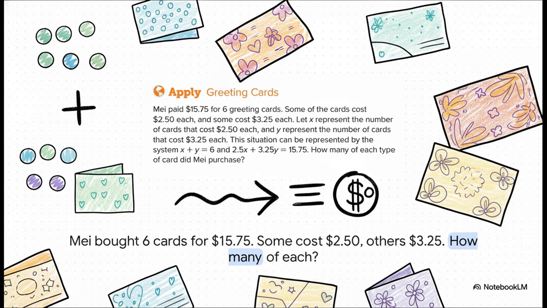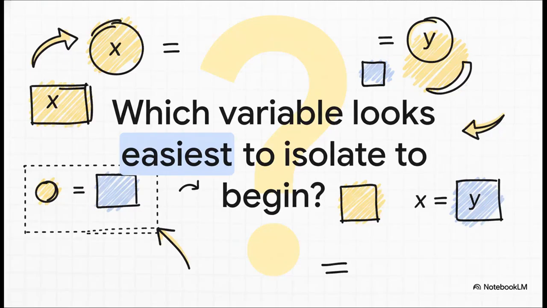We can turn this into a system of equations. First, x plus y equals 6 for the total number of cards. And second, 2.5x plus 3.25y equals 15.75 for the total cost. Okay, so here's our system. Before we just dive in, let's pause and think like a strategist. Which variable in which equation looks like the easiest one to get by itself?